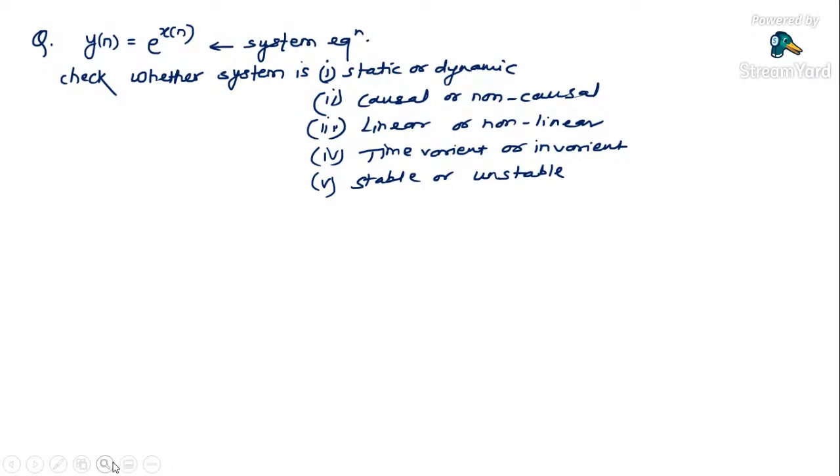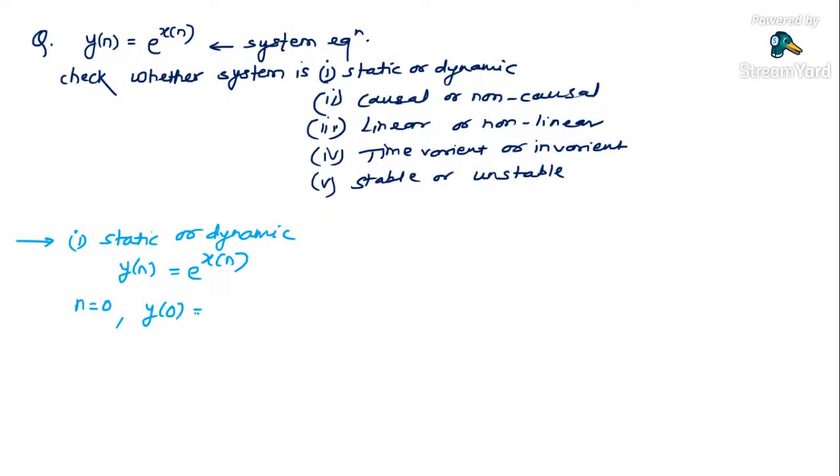Now we'll begin with the solution. First point, static or dynamic. Now what is the equation given? Y of n is equal to e raised to x of n, right? This is the equation given. Now put n is equal to 0. So y of 0 is equal to e raised to x of 0. Put n is equal to 1. So y of 1 is equal to e raised to x of 1.